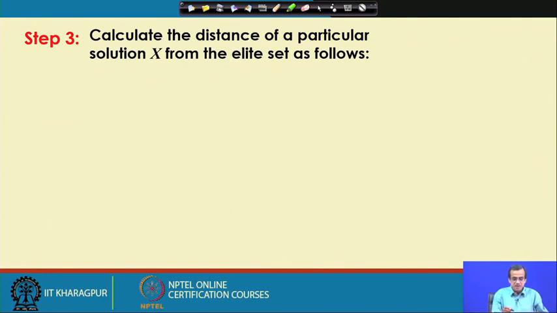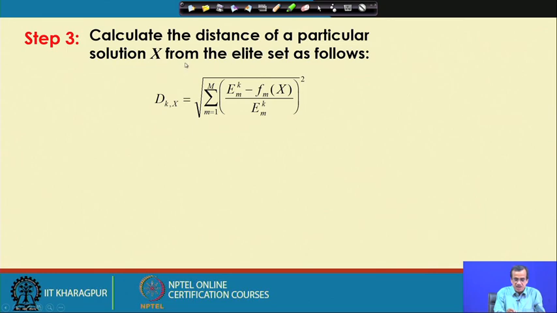Now, step 3: we calculate the distance of a particular solution x from the elite set as follows. Supposing that I have a few elite solutions in the non-dominated bin.